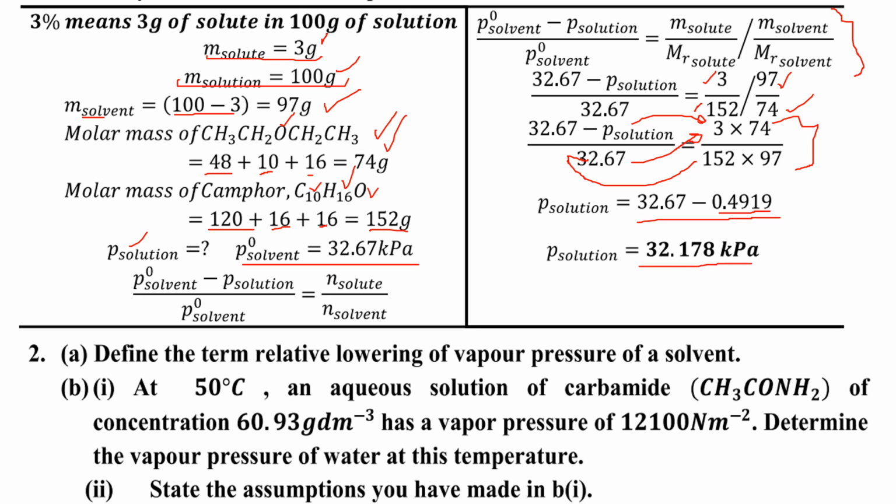Now let's look at number 2. Number 2 prompts you to define the relative lowering of vapor pressure of a solvent, which you defined earlier. Then part B, Roman number 1: at 50 degrees Celsius, an aqueous solution of carbamide of concentration 60.93 grams per decimeter cubed has a vapor pressure of 100 nanometer per square. We are prompted to determine the vapor pressure of water at that very temperature. And Roman number 2, you are prompted to state the assumptions you have made in B, Roman number 1.